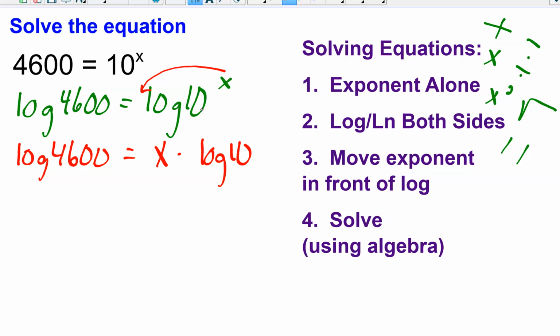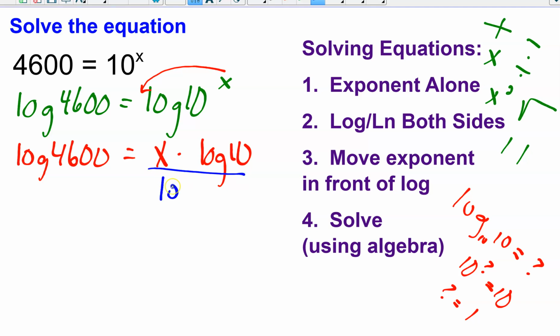And if you think about the log of 10, a shortcut, log base 10 of 10, remember when we did that, what is that equal to? 10 to the question mark equals 10. That's just 1. So this right here is just 1. If we didn't remember that, we could get the x by itself, so we could divide by the log of 10.